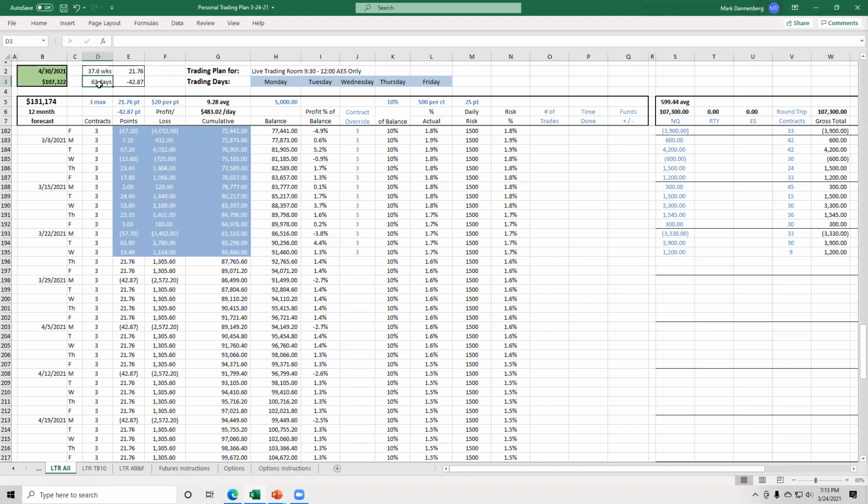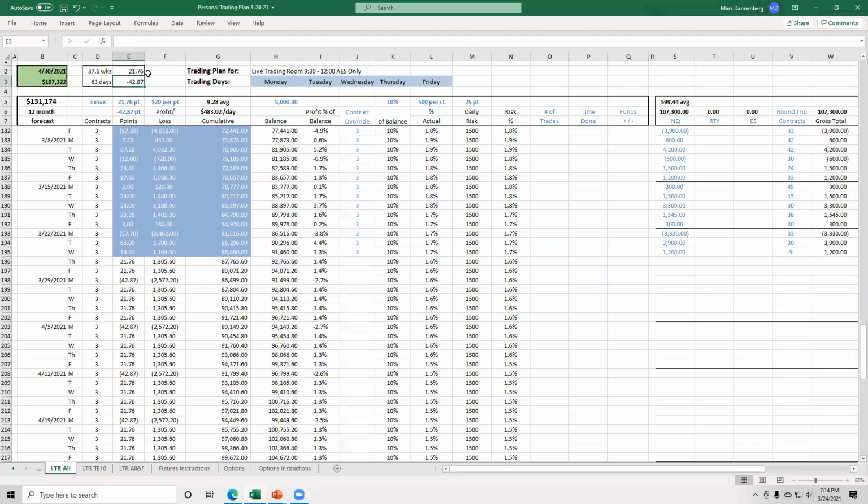winning day. And so then what we do is we calculate what the run rate is. The run rate is what our history has given us. So if we continue to trade in our same fashion, the same methods we've been using, and the same performance success, then we should be able to continue to mimic our run rate. And the run rate is a combination of winning trades and losing trades. In this case, in the 9:30 to noon, our run rate is 21.76 points on our winning days. On our losing days, we have an average losing days of 42.87 points.